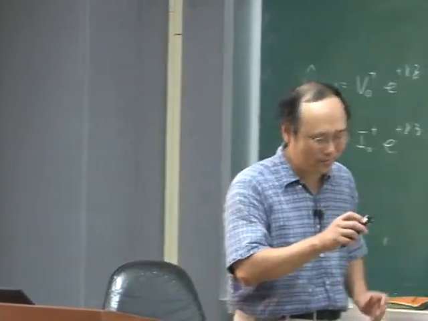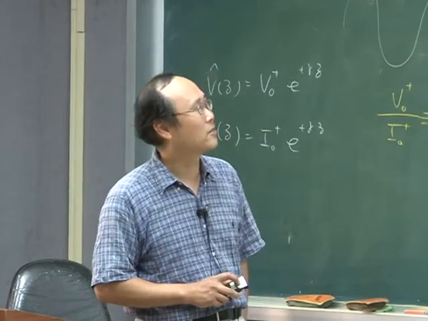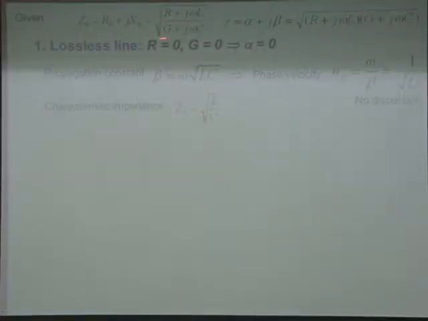In fact, you really want to have it if you can make a lossless line. But in fact, it's going to be hard to fabricate a transmission line without any loss, unless you use a superconducting material. The superconducting material is very expensive. At the same time, it has to be operated under low temperature. So usually you have some loss.